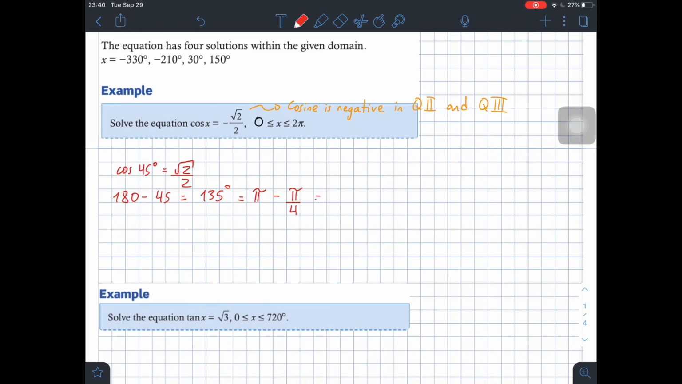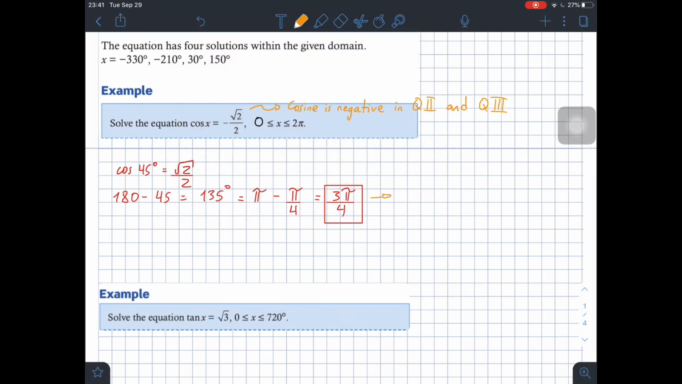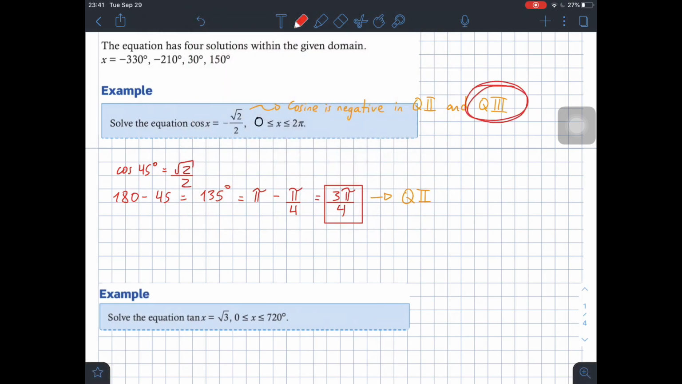So if we subtract this, we're going to get 1 minus 1/4. That's 3 pi over 4. So this is one possible solution. And this is 135 degrees. So we're talking about quadrant 2. This is the answer for quadrant 2.